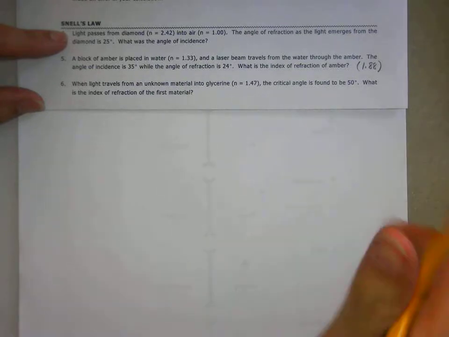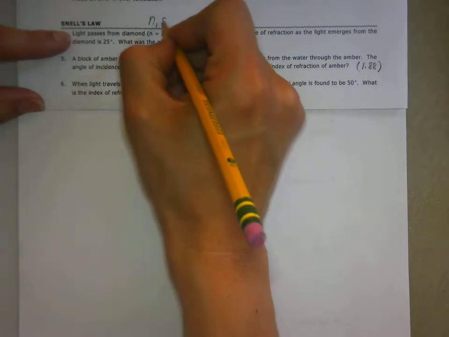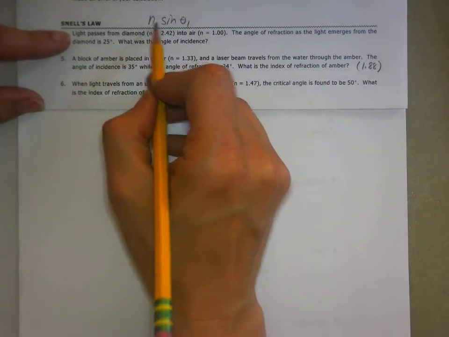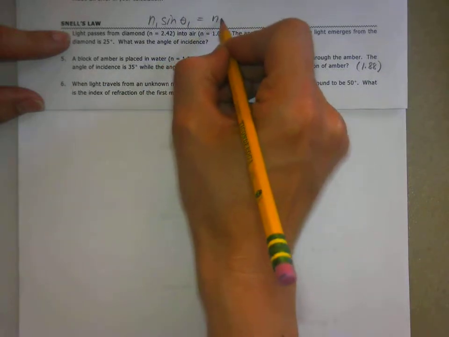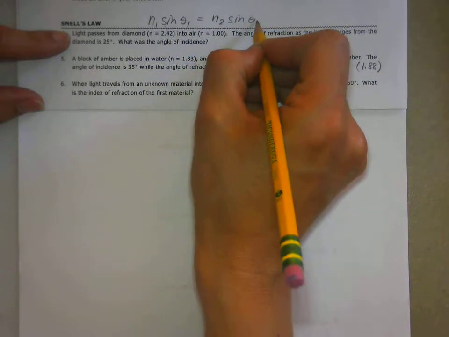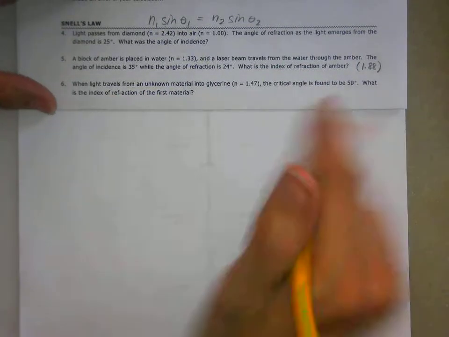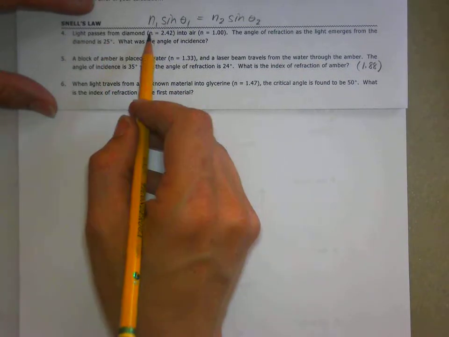And if you're not sure what Snell's law is, Snell's law looks like this: N1 sine theta 1 equals N2 sine theta 2. It's on the first page of your exam that you all received. So light passes from diamond.